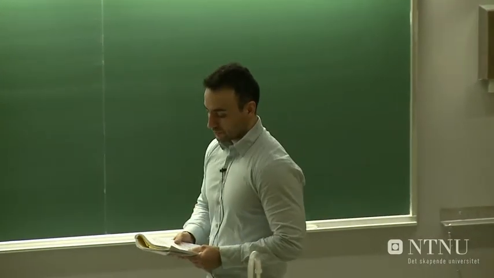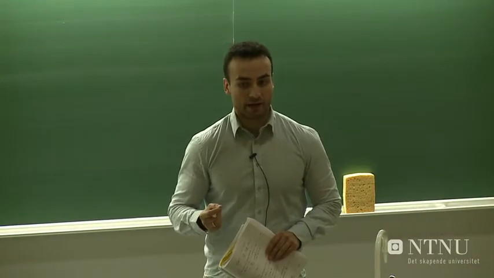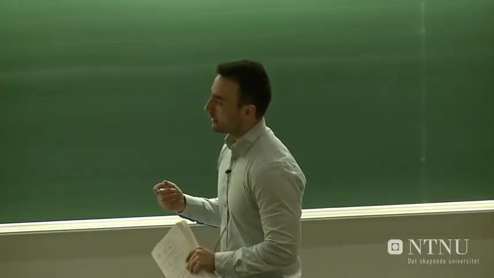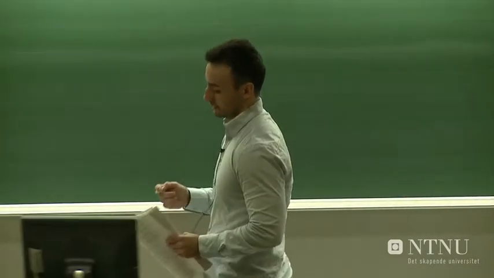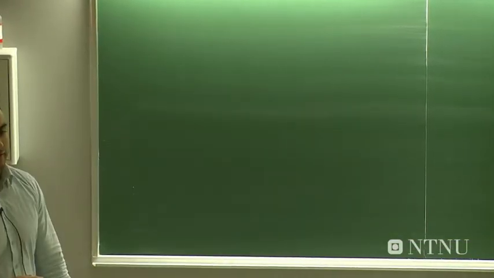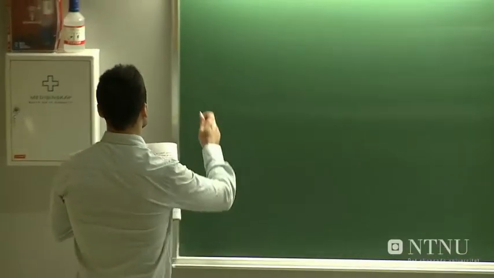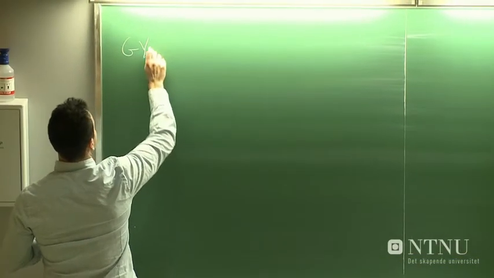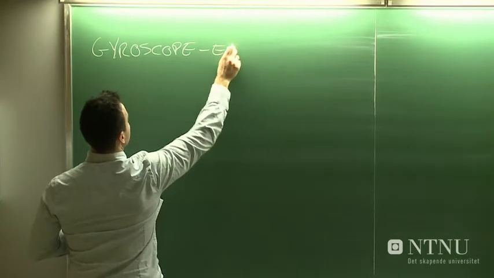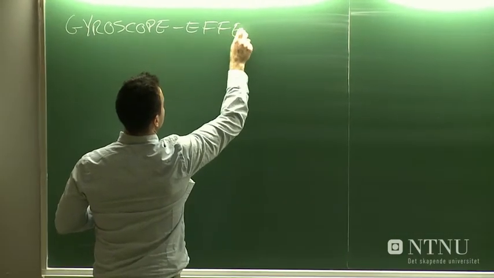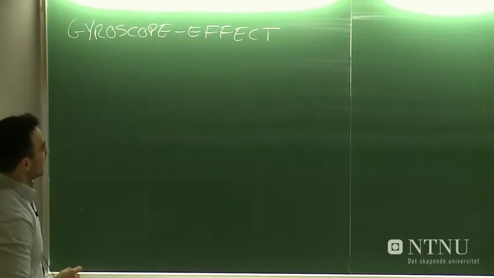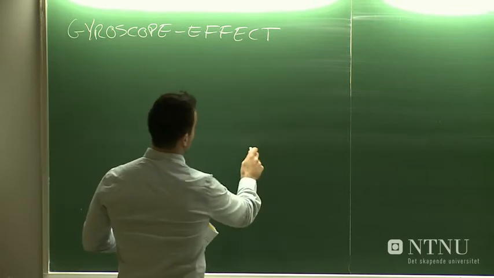So we'll continue today with another example of how rotational motion may look like. And this is a pretty cool effect, actually. It's a gyroscope effect. And so the situation we're considering looks something like this.